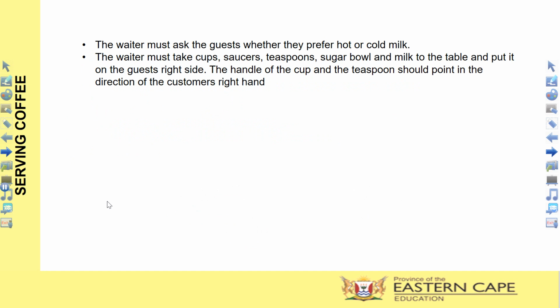When we are serving coffee, the waiter must ask the guests whether they prefer to have their coffee with hot or cold milk. The waiter must then take the cups, the saucers, the teaspoons, the sugar bowls, and the milk to the table and place them on the right-hand side of the guest. The handle of the cup and the teaspoon should point in the direction of the customer's right hand. That will also apply when you are serving your tea.